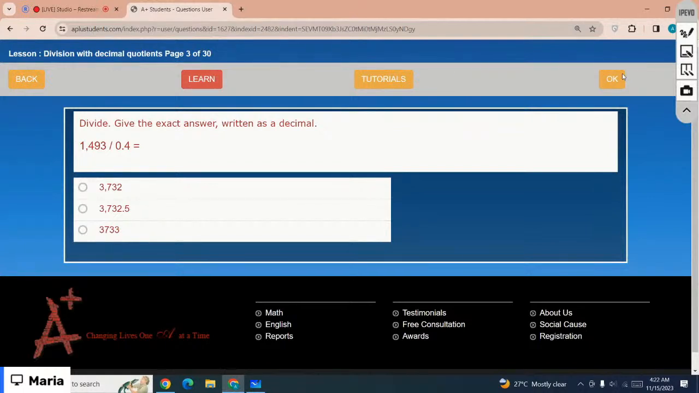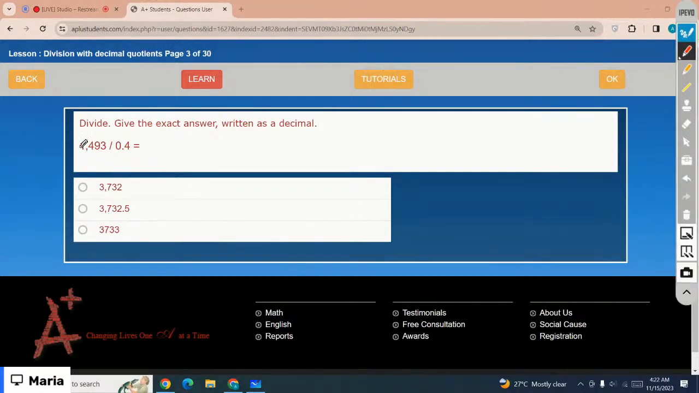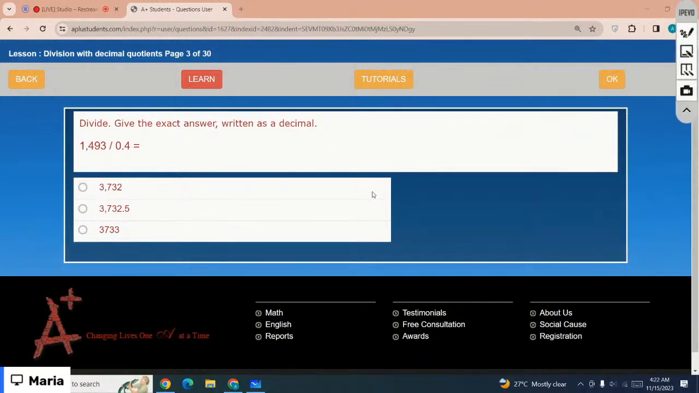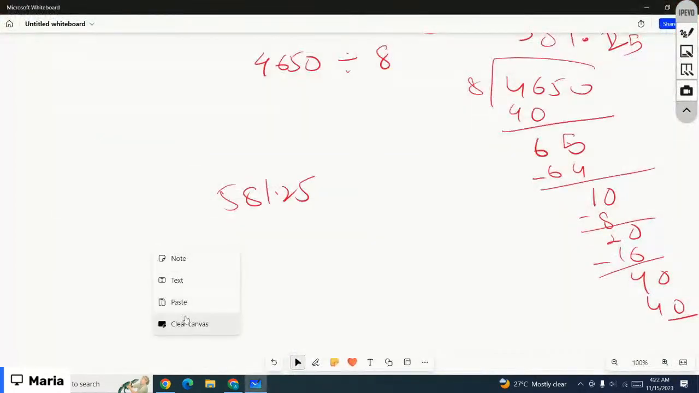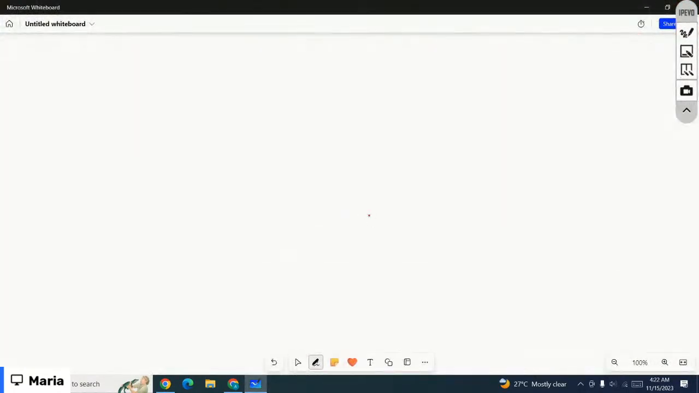Okay, the next one is divide. Give the exact answer as a decimal. So you have to divide 1493 by 0.4, right? To remove the decimal from the divisor, you need to move the decimal for both the divisor and dividend one place, right? 1493 divided by 0.4. So when you move one place right, it would be 14,930 divided by 4.